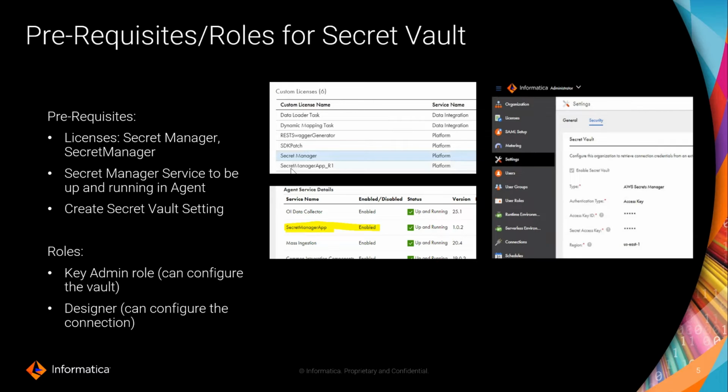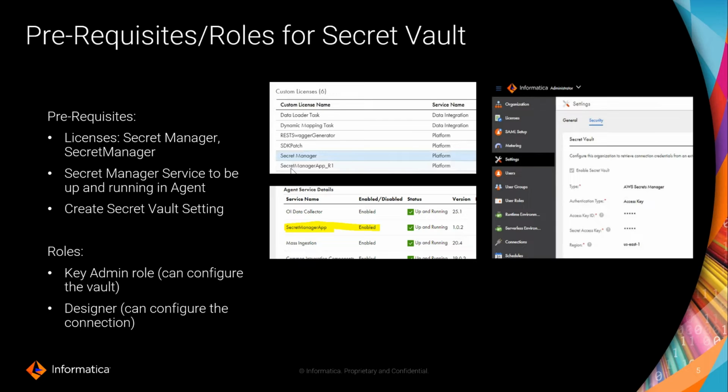To create a Secret Vault setting in your chosen org, go to Administrator, Security, and enable the Secret Vault setting. You will have to provide additional details depending on the product type. This Secret Manager service will be used to retrieve secrets from the Key Vault.